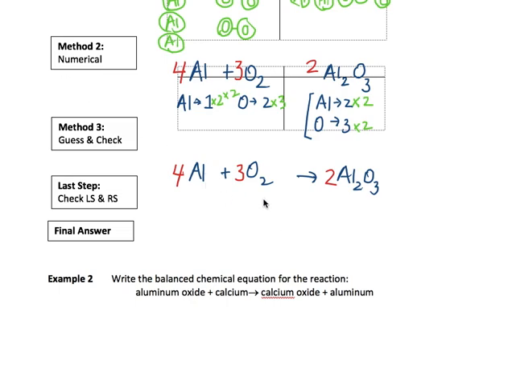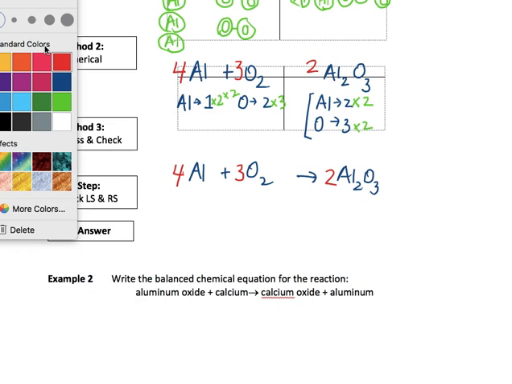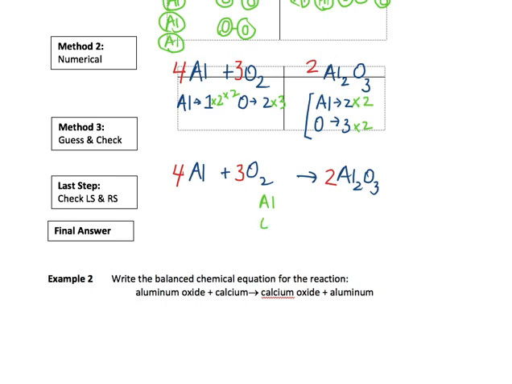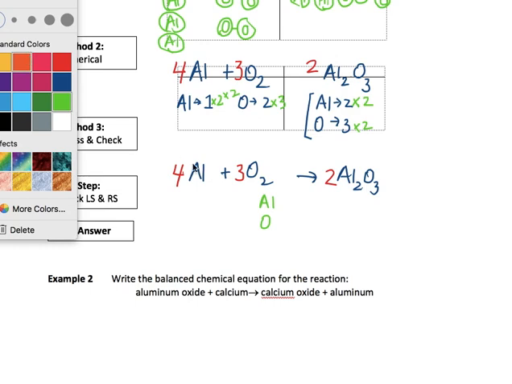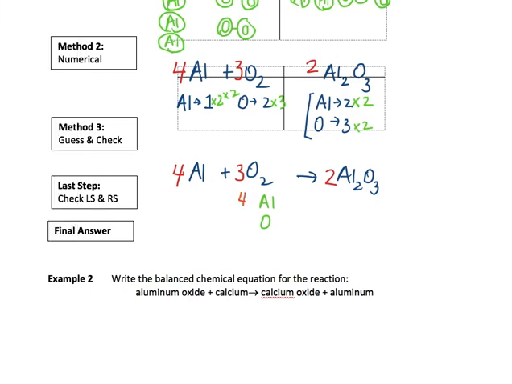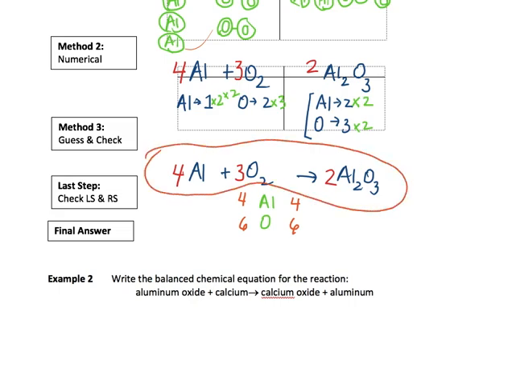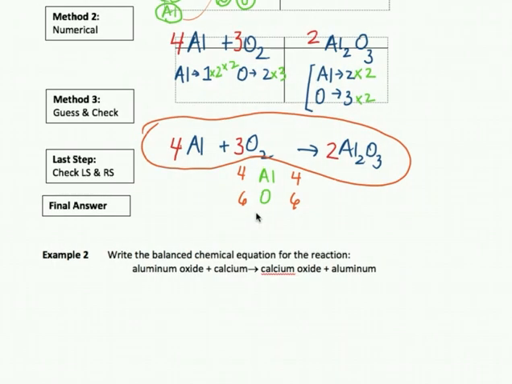So a lot of students will write out the different elements underneath, aluminum, oxygen, and then kind of do a running total, like, okay, we got 4 over here, and we got 6 over here. So, and then let's check this side. We have 4 aluminums over on this side, and we have 6 on this side. Okay, so it's all balanced out. We know that this is the final balanced chemical equation. Okay, so from here, just decide which method that you like the best.